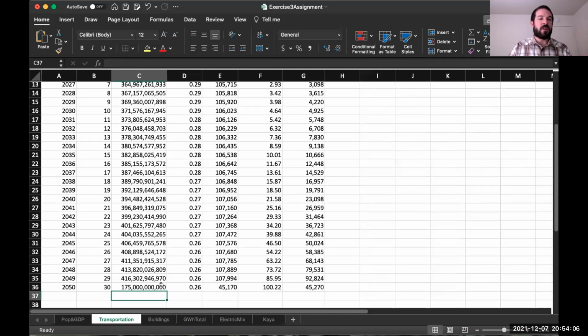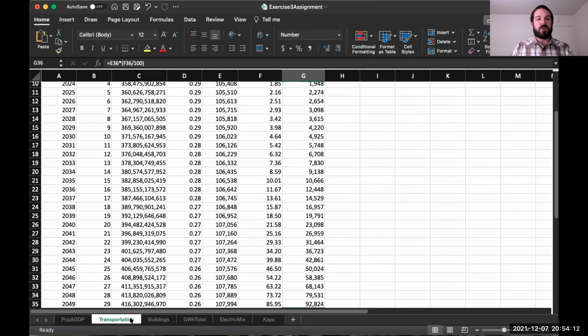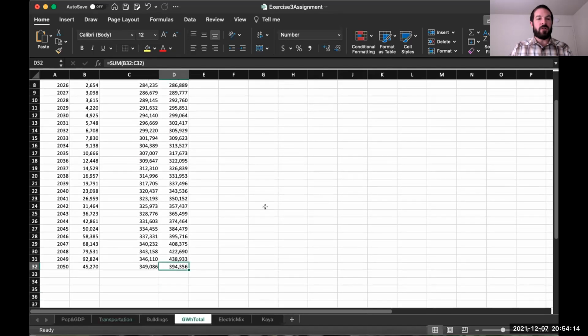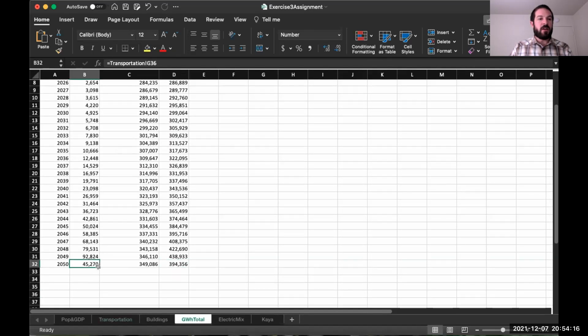Okay. 175 billion. Now, everything from here is going to refer to this cell, gigawatt hours for cars, right? So I go to gigawatt hours total. There it is, 45,000 gigawatt hours in that sheet. So there's a lot of moving parts, okay? And I can tell that Callie is exhausted already just thinking about how many moving parts there are.